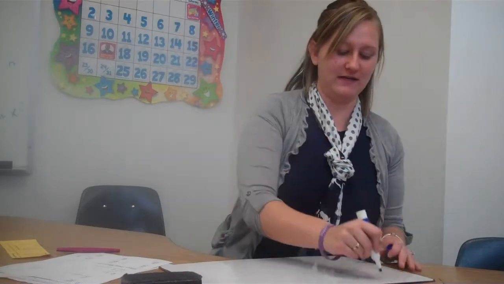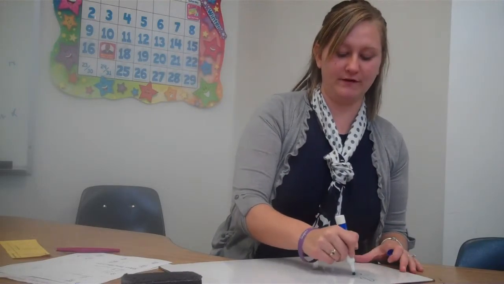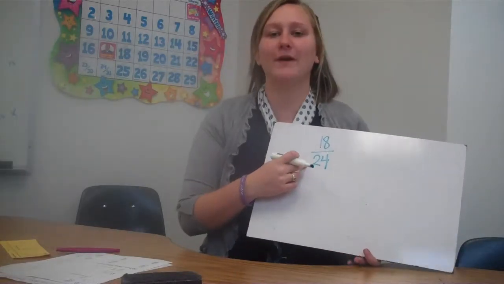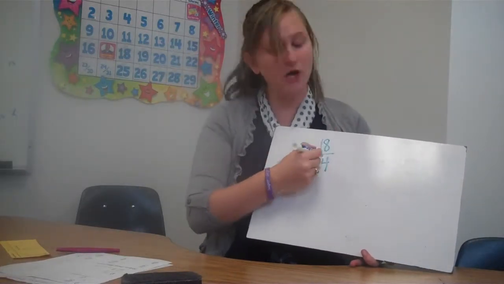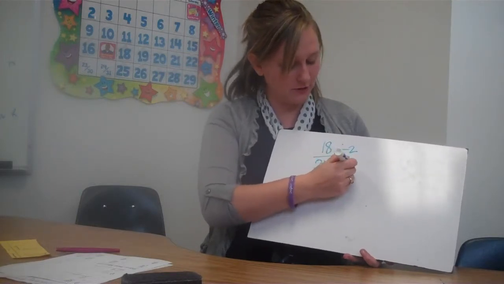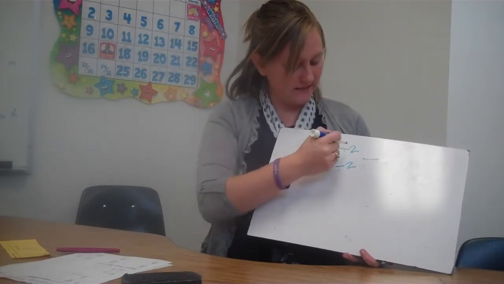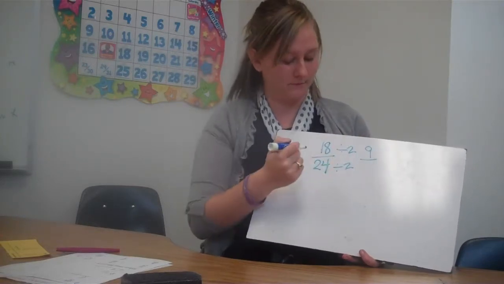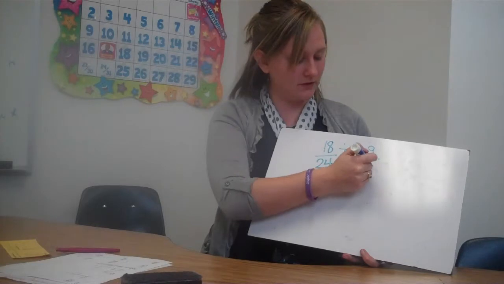the same. Okay? Reducing fractions, you have 18 and 24. 18/24. You ask yourself what number can go into both of those. I know because they're even, 2 goes into both of them. So I'm going to divide by 2. 18 divided by 2 is 9. 24 divided by 2 is 12.